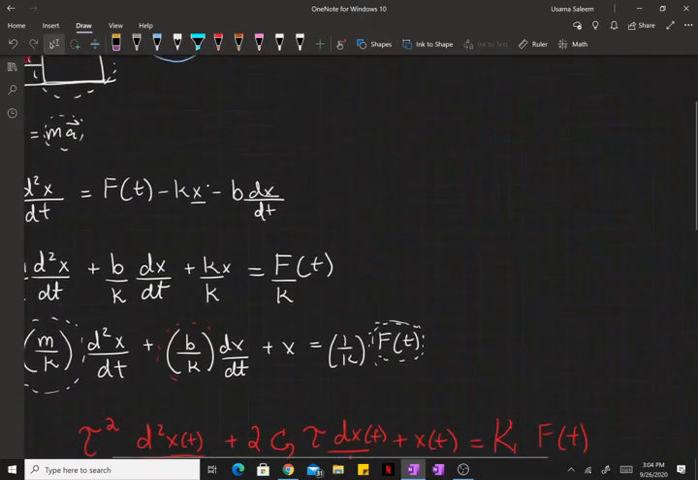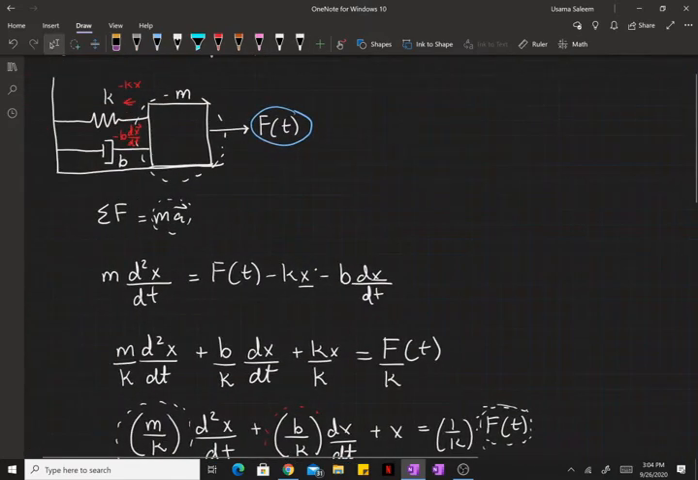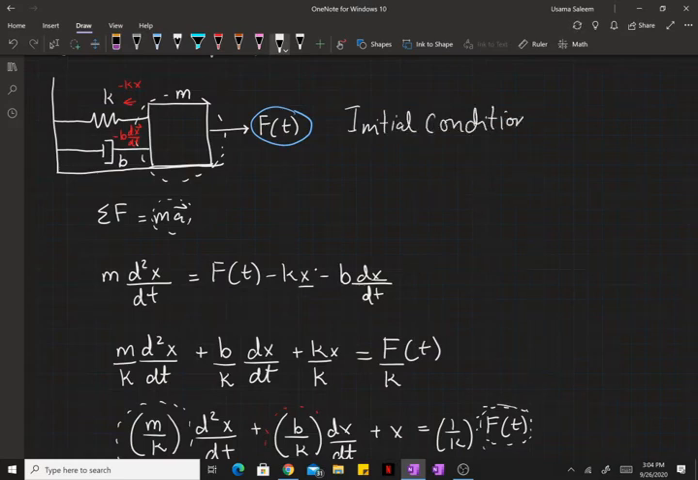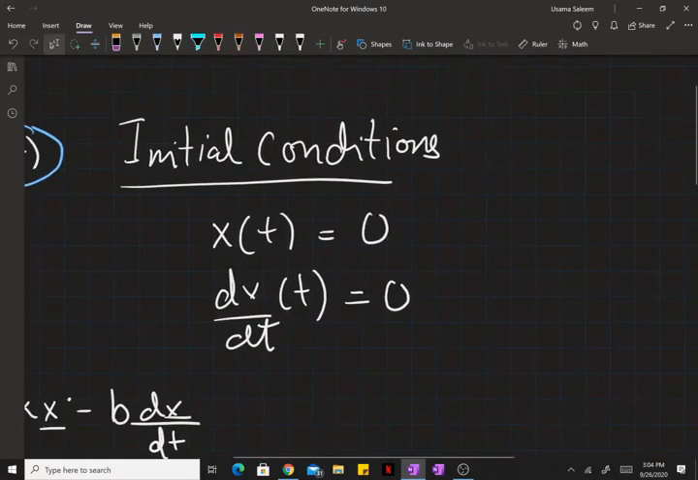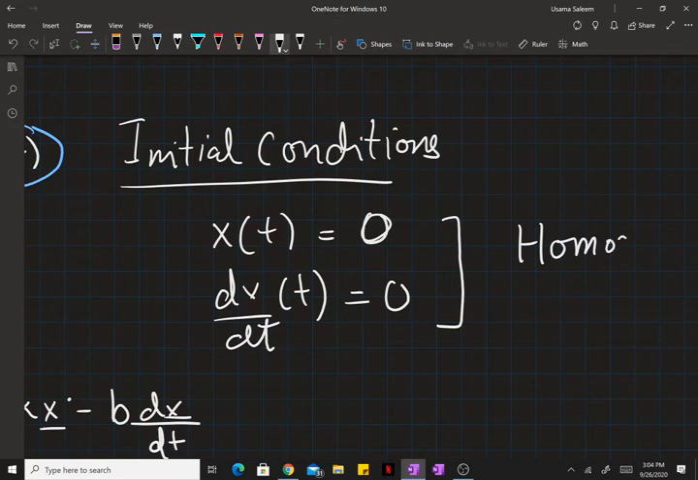And let's suppose our initial conditions for this process were 0. Our initial position was at the reference, and we were starting from rest. Okay, so if you have boundary or initial conditions that equal 0, they're also known as homogeneous initial conditions.